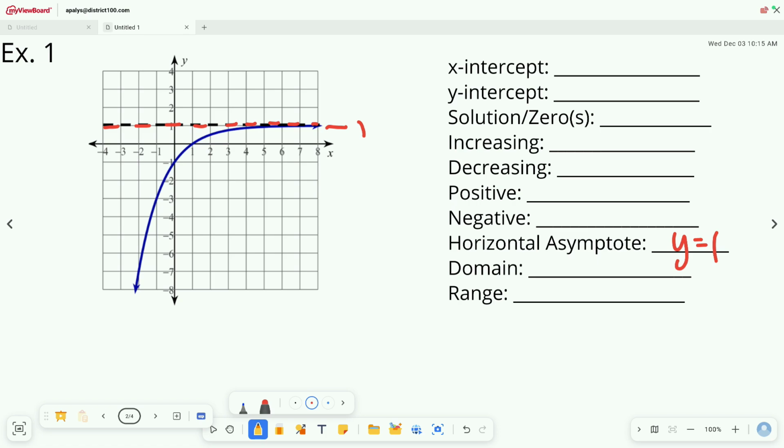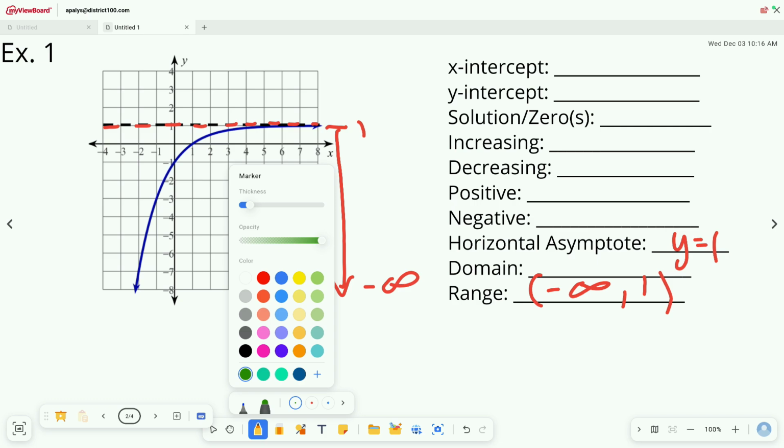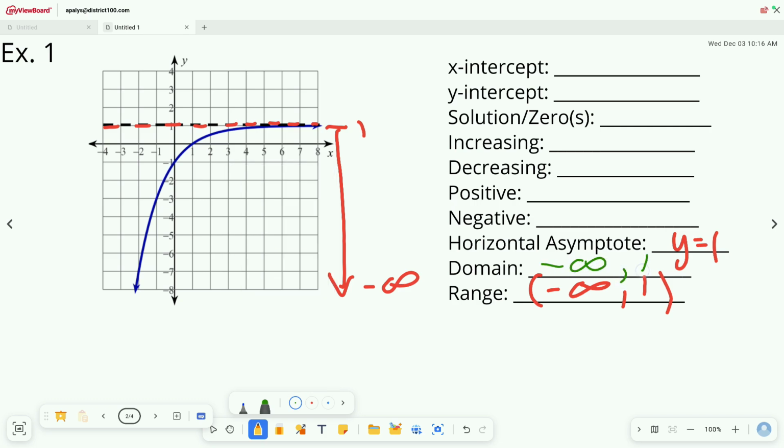Okay, does my graph go up or down from that y equals 1? Who said up? Who in this group said up? It is not up. Okay, so it is going to go down. So what is my range going to be? Negative infinity to 1. Damien, what's my domain? That's right. Domain is still going to be negative infinity to positive infinity.